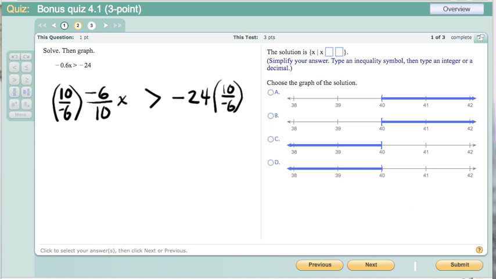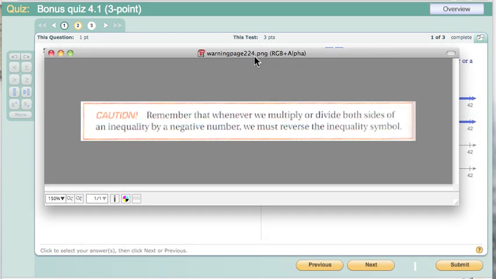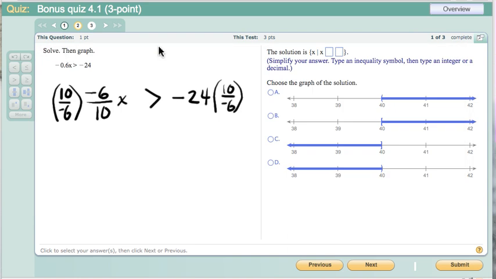And here is a warning that appears on page 224 of your textbook. Remember that whenever we multiply or divide both sides of an inequality by a negative number, we must reverse the inequality symbol. If you want to see why that is so, just check out negative 1 less than 1. That's certainly true. Multiply both sides by the sign changer negative 1, and you get 1 is less than negative 1, and that's obviously false. So that's why we need to reverse the inequality when we multiply or divide by a negative number. So I need to do that.